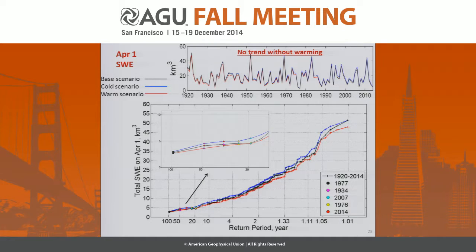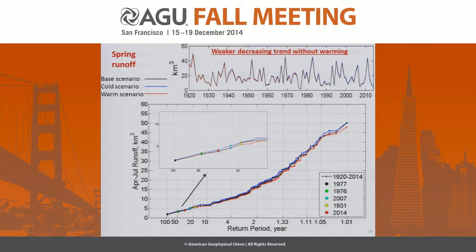Another interesting thing to notice on the plot is that the 3 curves diverge as the SWE goes up, which means that the warming effects are larger in wetter years. And we did the same analysis for spring runoff, and again, the warming trend seems to have very little impact on the extreme drought events, but its impact seems to be larger as the runoff goes up.